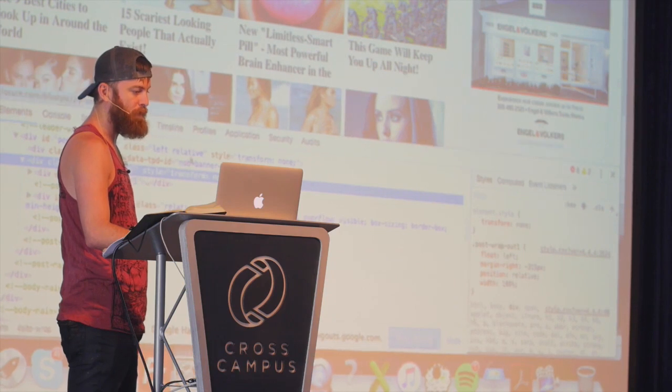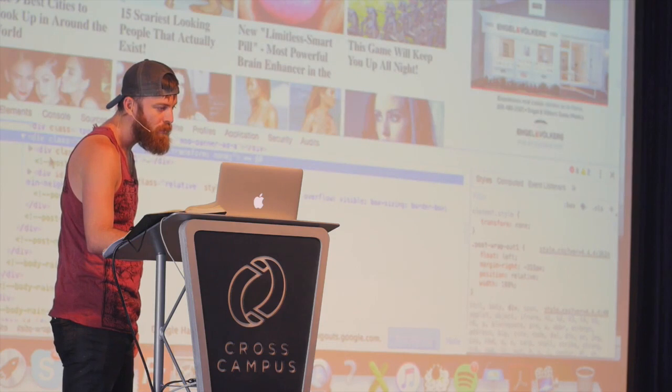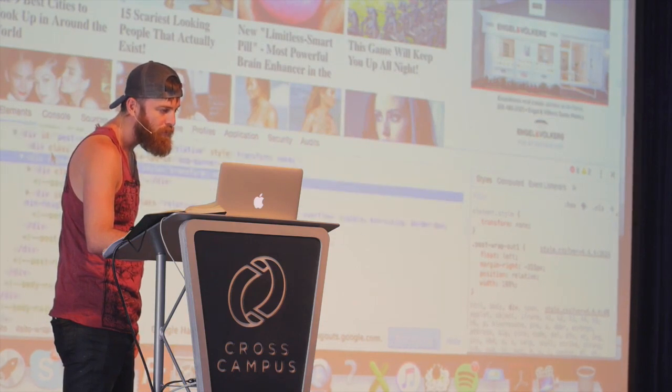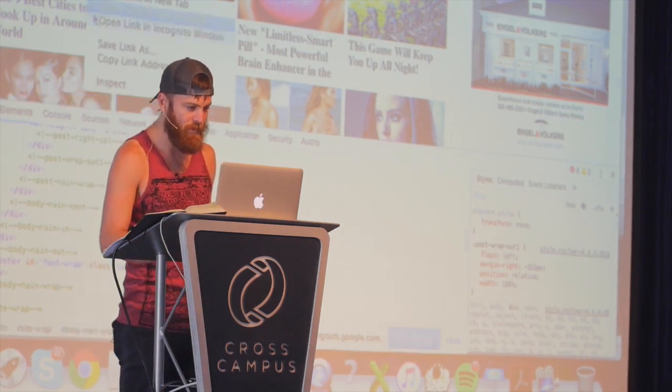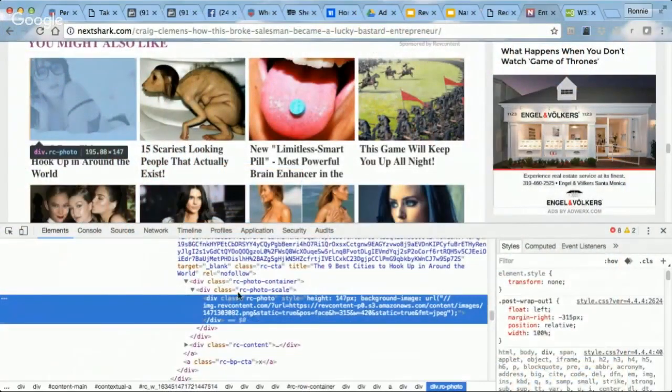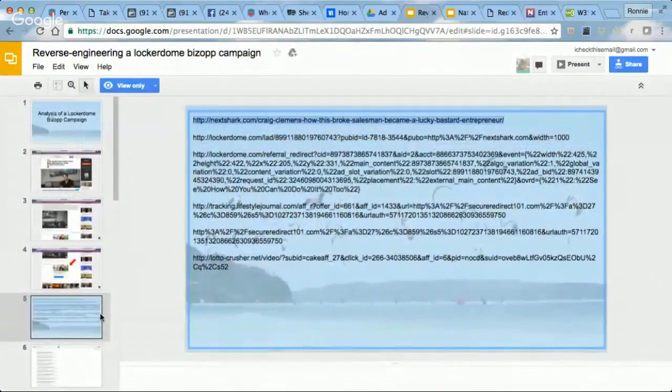So let's basically inspect the element. Yeah, I haven't used a Mac. So, okay, I just inspected the element, and then we have this here. For the locker dome, it was an iframe. So you actually have to click into the iframe, but it's the same situation, okay? So let's go into things.